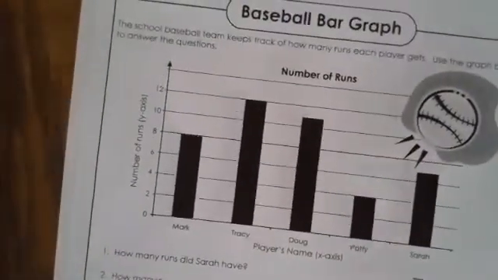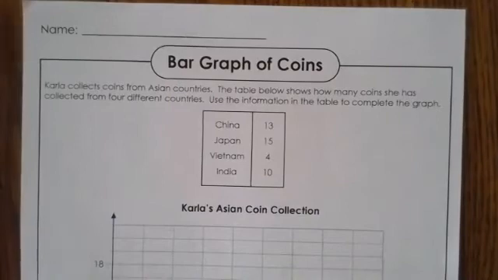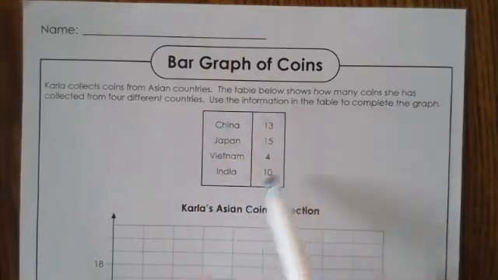We're going to finish up with our number of runs graph, and we're actually going to make our own bar graph now. We're going to take a look at a table, and in this table, they are collecting coins from Asian countries. It says, Carla collects coins from Asian countries. The table below shows how many coins she has collected from 4 different countries. Use the table to complete the graph.